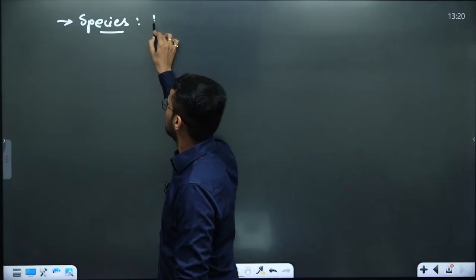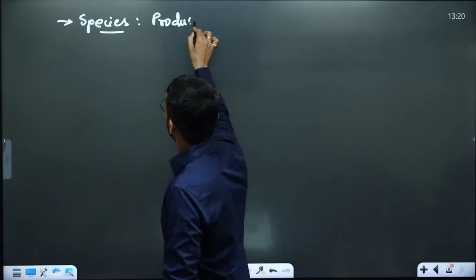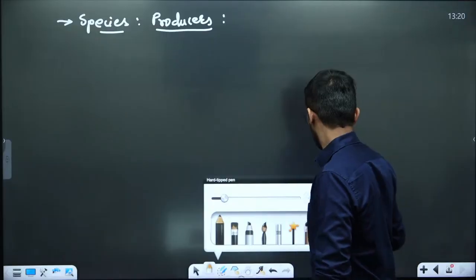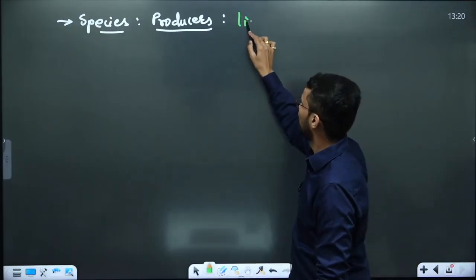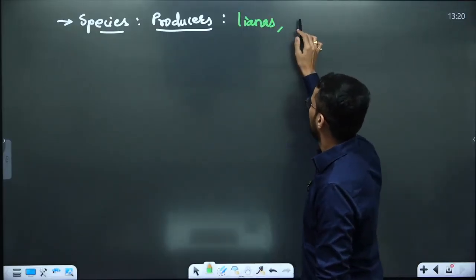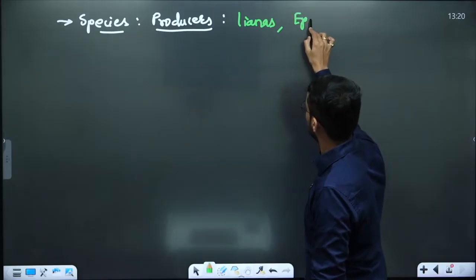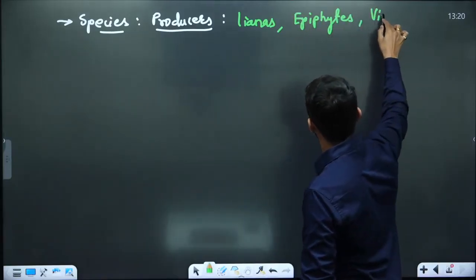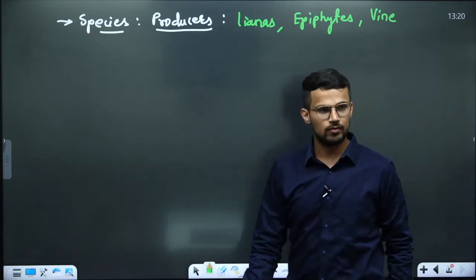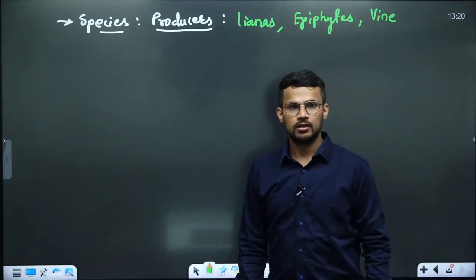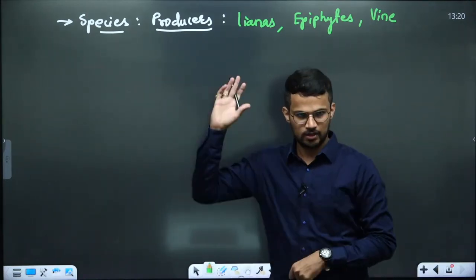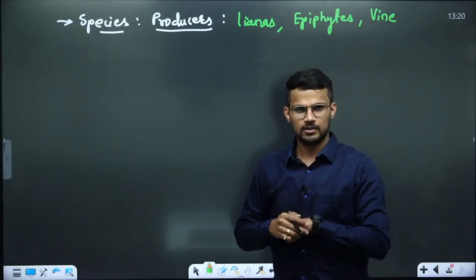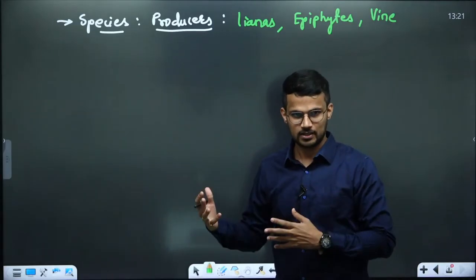पहले producers. Now we have referred to some names. If you remember, we have talked about lianas, we have referred to epiphytes, we have referred to vine. Have you referred to these names? याद नहीं, पढ़ना है, revise करना.